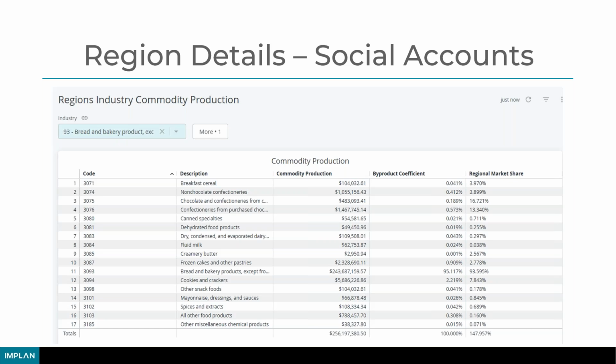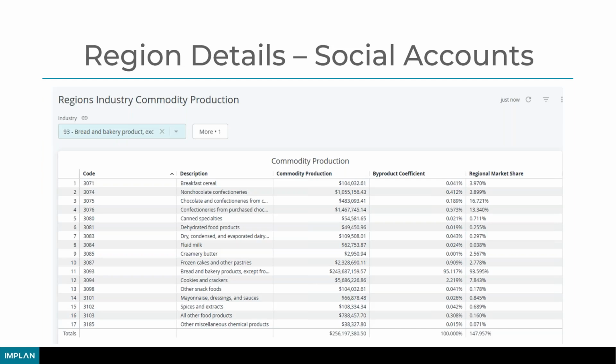So what does the bread and bakery product sector make? Well, the vast majority of what they make are bread and bakery products. So 95%, in fact. But they do make a number of other items as well. They make some cookies and crackers at about 2%. 0.5% of what they're doing is our confectionaries from purchased chocolate. So candy, non-chocolate candy. And so that's giving us an idea of how does what this industry produces break down into other commodities, right?